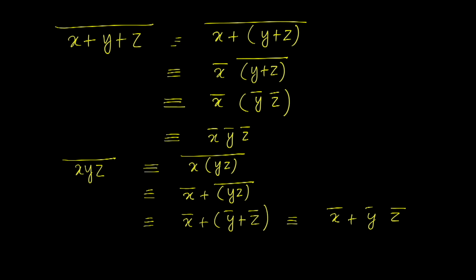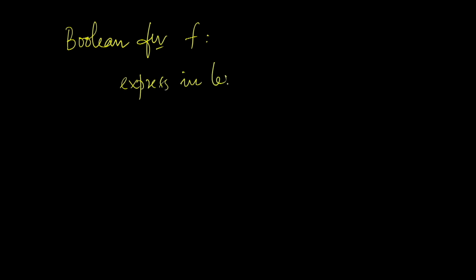Now, let us go back to our Boolean function f. And let us say we want to express f in terms of the inputs x and y and 0, 1, 2 variable logical connectives.